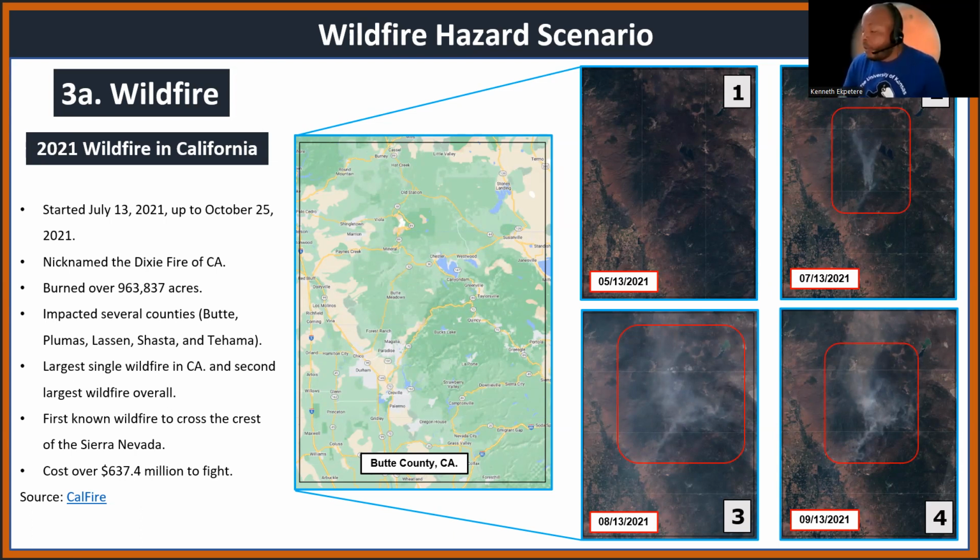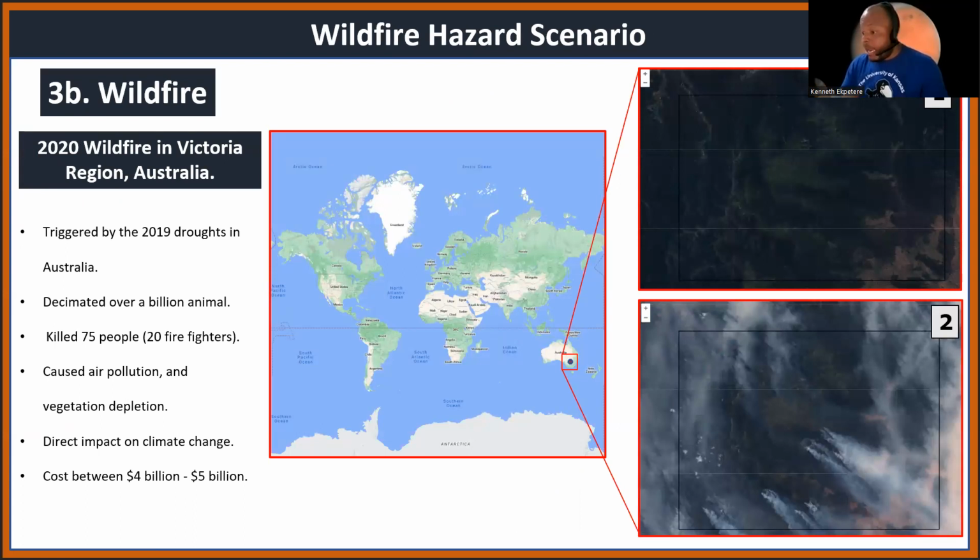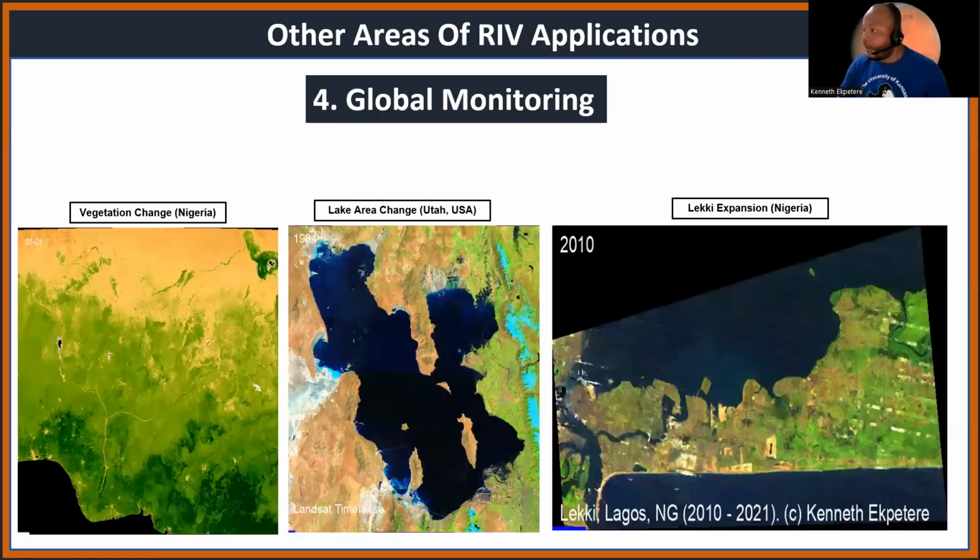And we are not just limiting the Rapid Image Viewer to the US. We can also use it to look at other places around the world. For example, here we used it to look at the wildfire in the Victoria region of Australia that occurred in 2020 due to the 2019 intense drought in Australia. So you can see how intense the fires are, right? This is before the fire, and this is when the forest is still burning. So we can see all that.